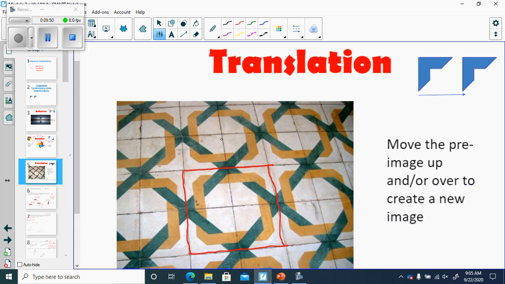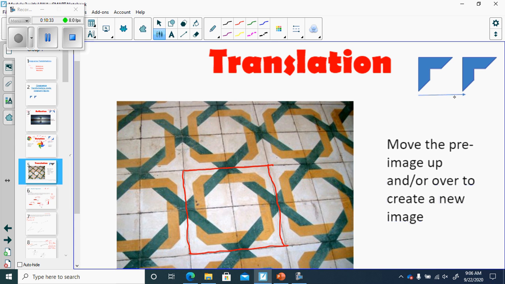Same here. If I go up, I've translated this pre-image to here to create this image. Or I can start with this pre-image and go up one and right one to create this image, right? These would be congruent to each other. Translations simply move things over. It can move them down and over, just over, up and over, up and back. The key is to explain where they're being moved. And usually we do it on a coordinate grid, and you'll tell me how many squares they're moving.